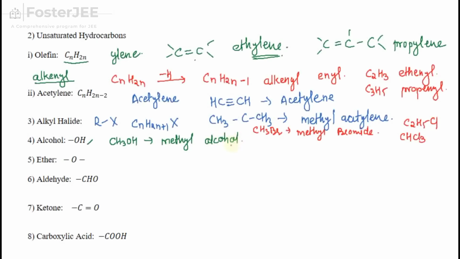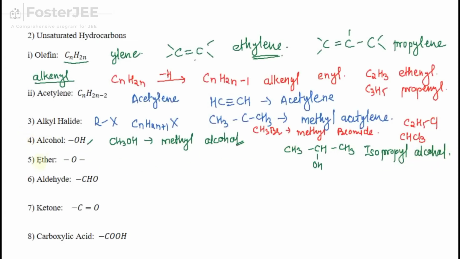This is the common name of the compound. Here the suffix used is alcohol. Similarly, we can say ethyl alcohol, isopropyl alcohol. For example, here we can see that the OH group is present in the iso position. So the name of the compound is isopropyl alcohol.